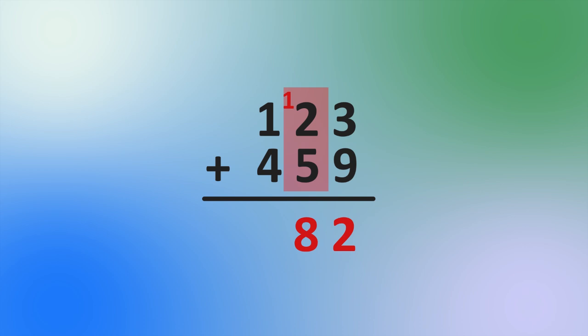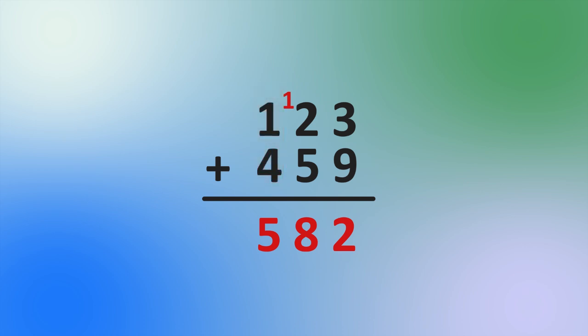We're now on the last step. Which numbers are in the hundreds place? Correct! We have 1 and 4. When we add 1 plus 4, we will get 5.